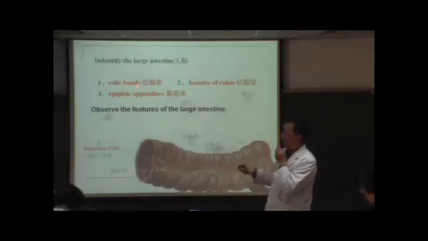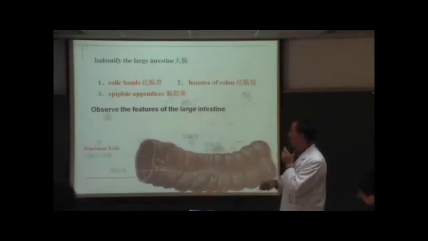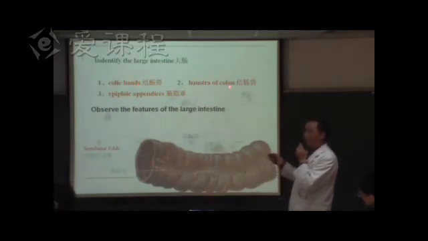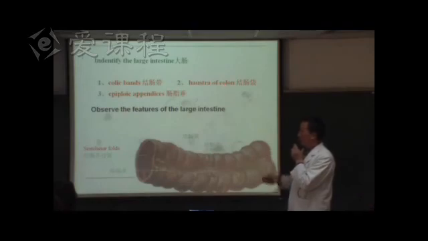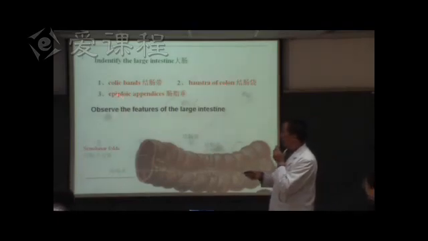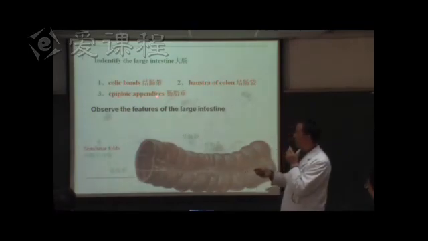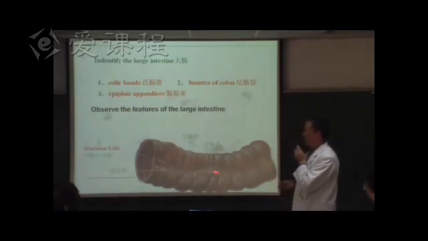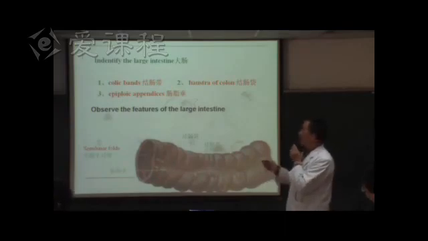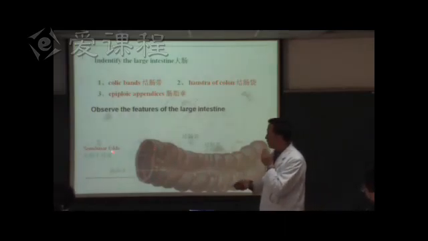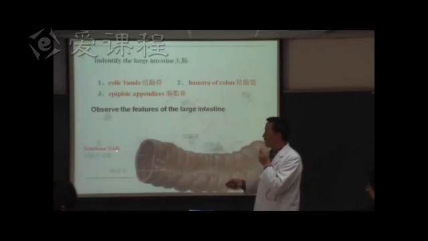You should read it. The colic bands, the haustra of colon, the epiploic appendices. Within the large intestine, you can find the folds, the semilunar folds like this.